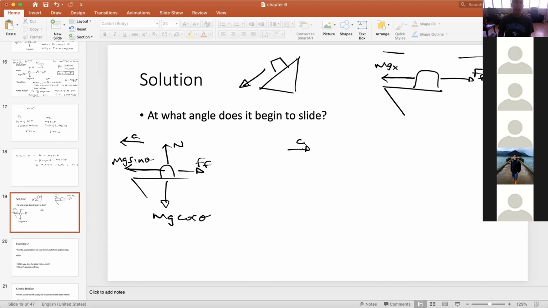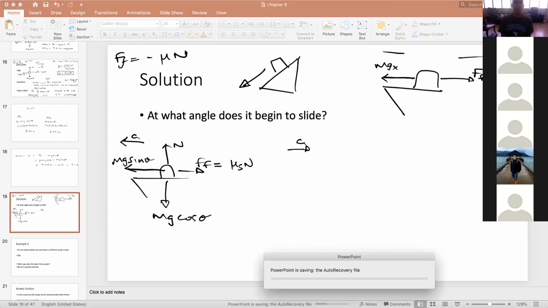Okay, so it's not negative, Lucas. Force of friction is not negative mu Sn. It's mu Sn. The negative sign in the force of friction implies that it has to oppose the acceleration. It's not negative if you haven't assigned it.